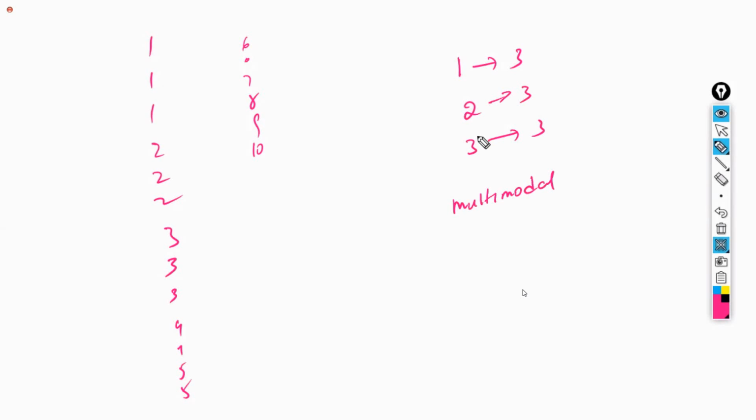If you have only one mode, then it is called unimodal. Unimodal means the entire data is going to have one mode. The entire data consists of only one mode. That data is called unimodal data.